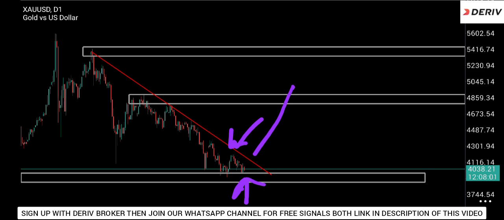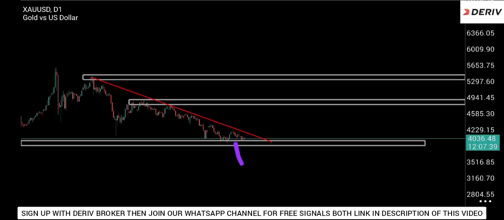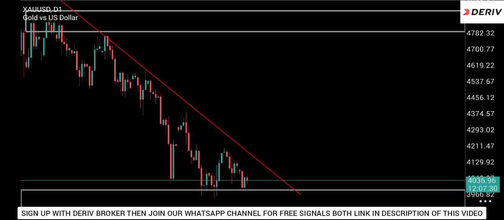But we must wait for confirmations. After it has broken out of these areas, wait for it to retest. Wait for price to break, then retest for you to buy. Or you wait for it to break, retest below, so that you sell. So for now we will be sitting back and watching what the market is doing.